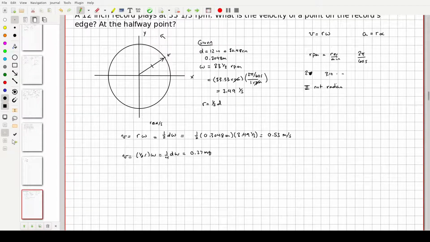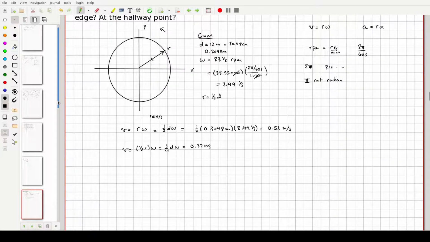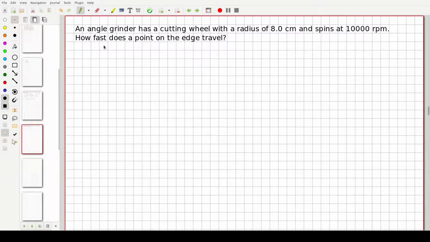All right, so let's do another example. An angle grinder has a cutting wheel with a radius of 8.0 centimeters and spins at 10,000 RPM. How fast does the point on the edge travel? All right, now, so again, we have something in RPM, which is a very common unit that you see used to refer to angular velocity.